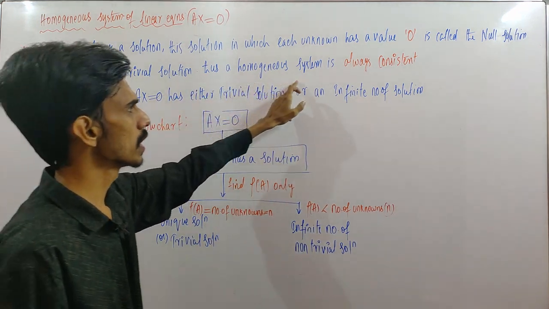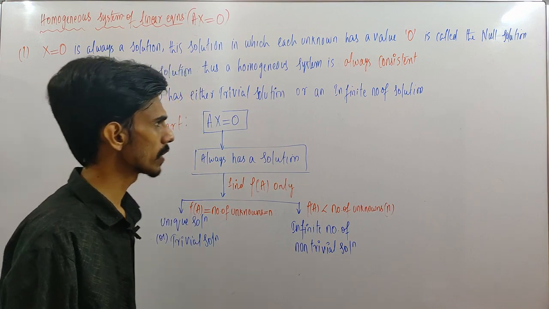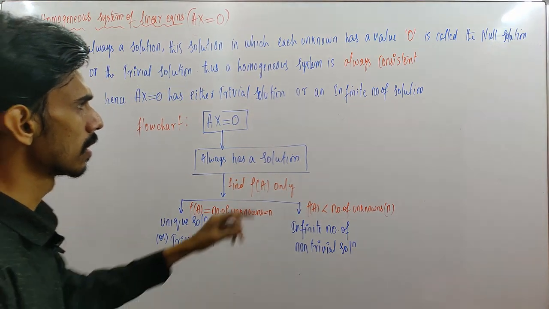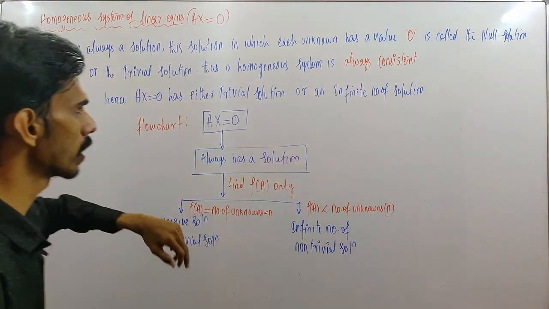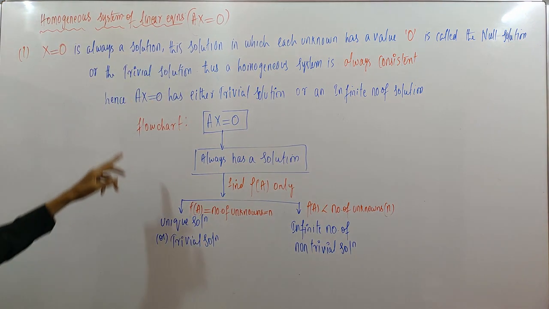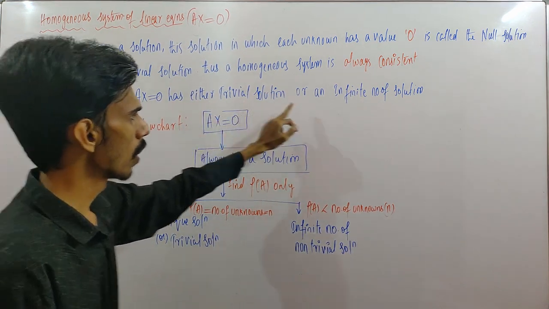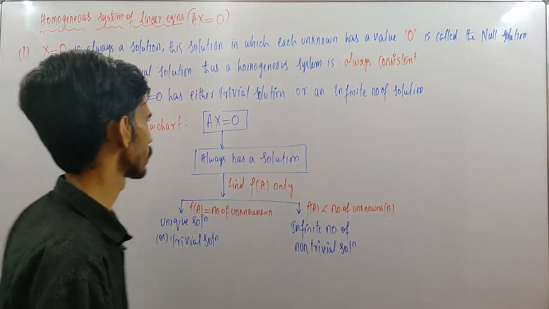Thus a homogeneous system is always consistent. It has a solution, that is the trivial solution, x = 0, y = 0, and z = 0. Hence the system AX = 0 has either a trivial solution or an infinite number of solutions.